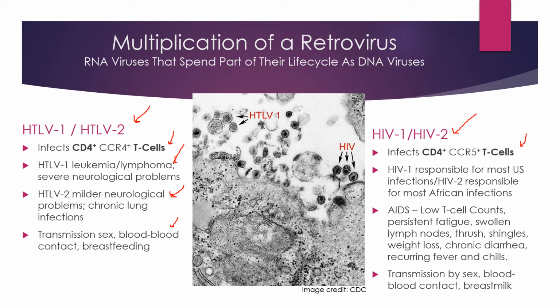When left untreated, HIV causes acquired immunodeficiency syndrome, also called AIDS. AIDS has a number of signs and symptoms associated with it, but low T cell counts, swollen lymph nodes, thrush, diarrhea, reoccurring opportunistic infections, and a type of cancer called Kaposi sarcoma are common.